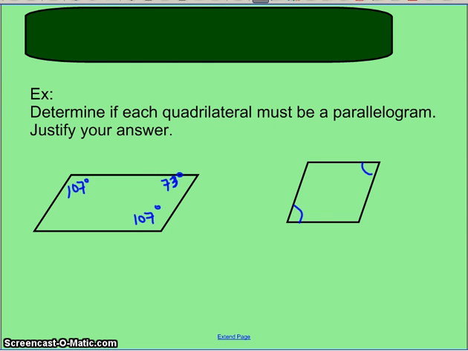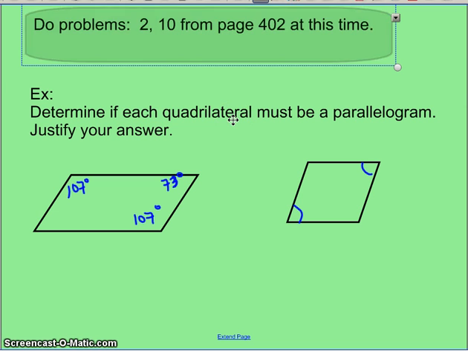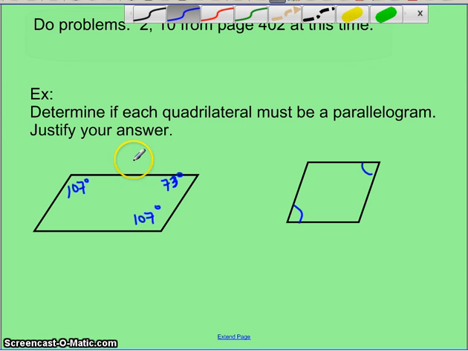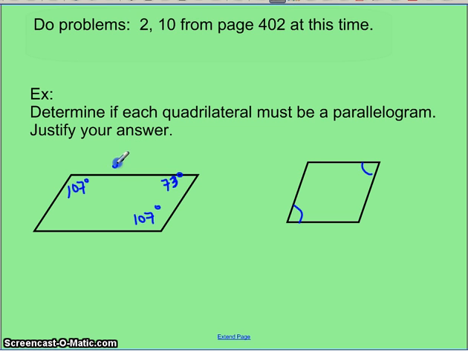Alright, regular geometry students would be doing problems 2 and 10 from 402. iPad Initiative students, yours is always on the Lumen Touch website. Determine if each quadrilateral must be a parallelogram. Justify your answer. So let's see. If I add these two, it equals 180. Add these two, it equals 180. So yes, we got consecutive angles supplementary. So this one would be a yes.